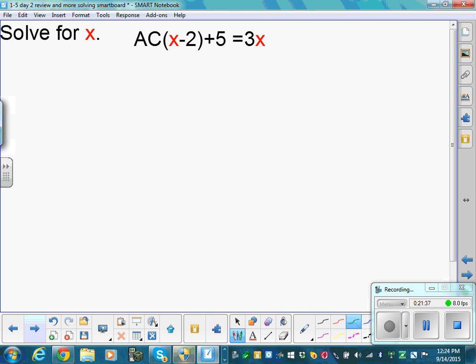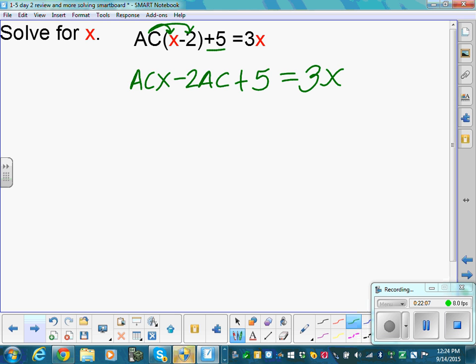AC times x minus 2 plus 5. So AC times x minus 2 plus 5 is equal to 3x. Now notice I have some x's on the left and I have some x's on the right. Well, we're going to go through and do this correctly, piece by piece. So the class said, well, let's distribute AC through, and I thought that was a great idea. So AC times x is ACx. AC times negative 2 is negative 2 ACs. And then don't forget about the plus 5, which is equal to 3x.